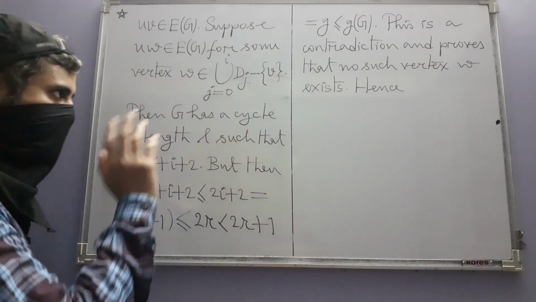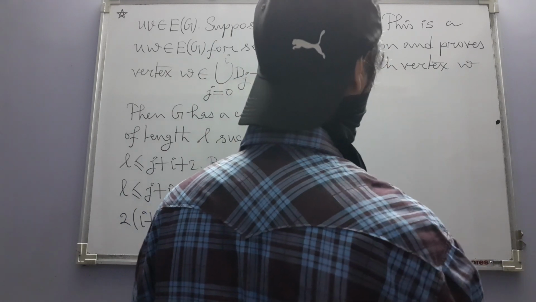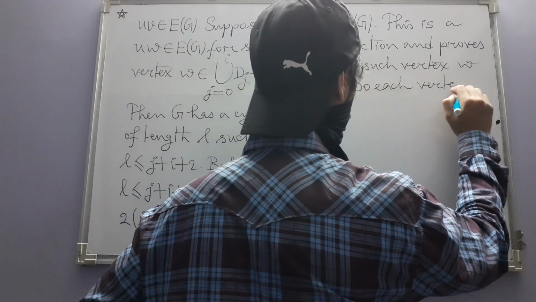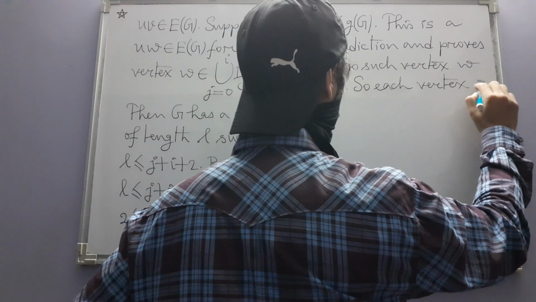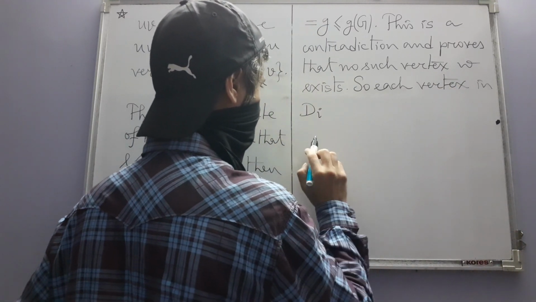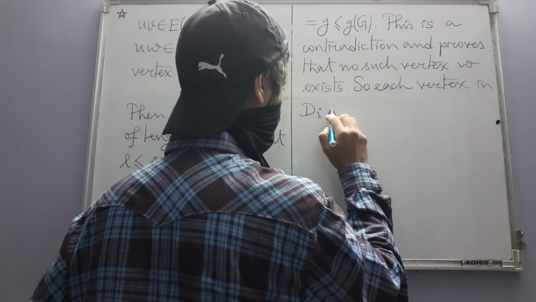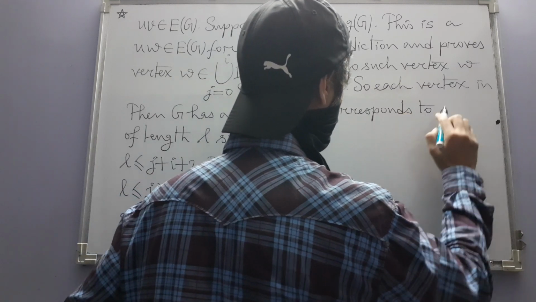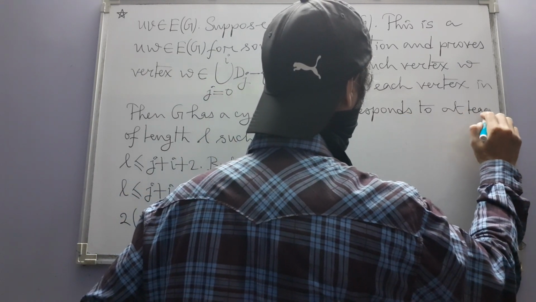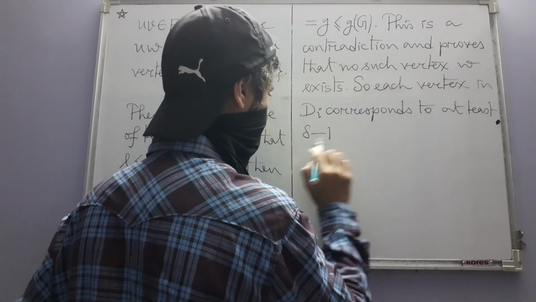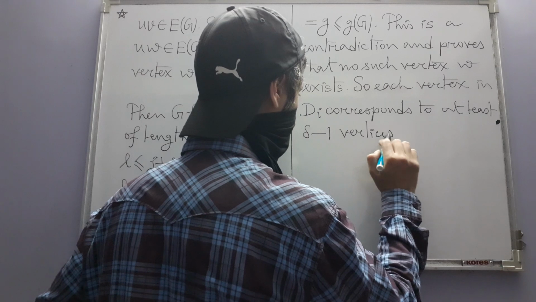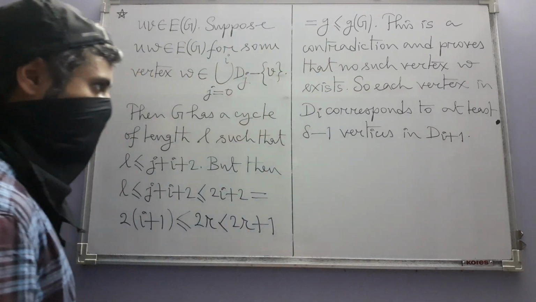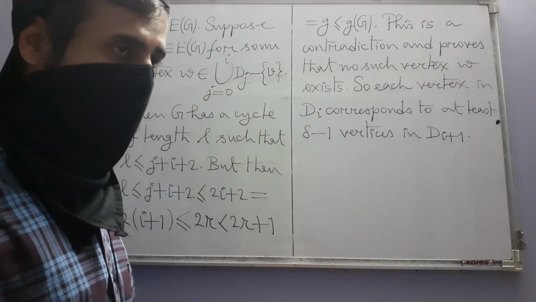Instead of writing this directly, shall I write one more line? So, each vertex in D_i corresponds to at least delta minus 1 vertices in D_(i+1). But after writing this line, you may have another doubt.